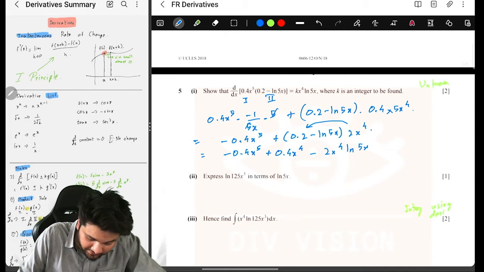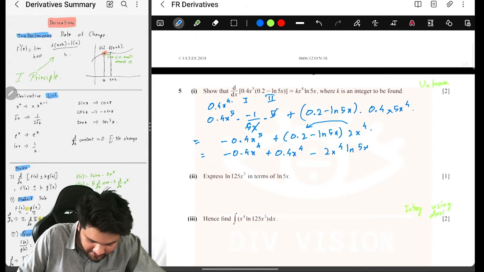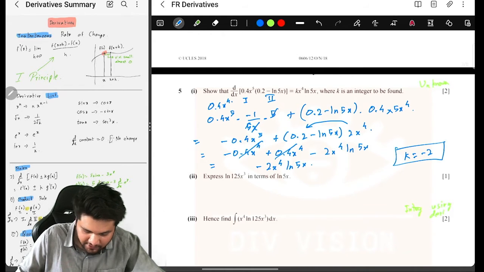And actually we forgot something, that here x and this x to the power of 5 will become x to the power of 4, so we just forgot that. It's going to be 0.4x to the power of 4. Actually that's what the calculation is. And then this is going to be 0.4x to the power of 4, this gets cancelled, and finally we'll get minus 2x to the power of 4 ln 5x. So as you can see here, the k value is going to be what? It's going to be just the coefficient of this thing, which is minus 2.